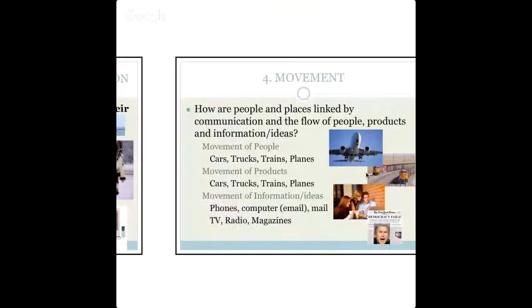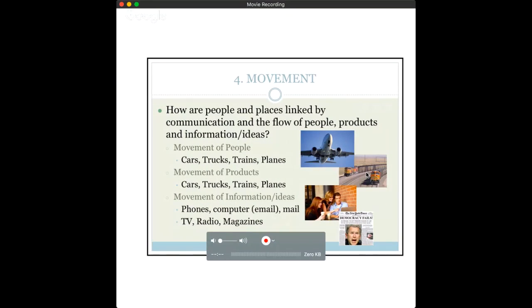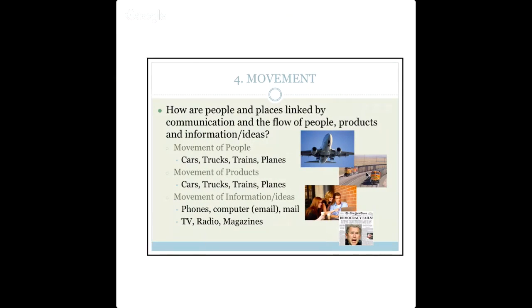Then our next theme of geography is movement. And we know that it's the movement of people, products, or information and ideas. And we talked about how these things are moved. So we said today that cars, trucks, trains, and planes move people, products, and ideas. But we talked about, for Mesopotamia, how did Mesopotamians do these things?